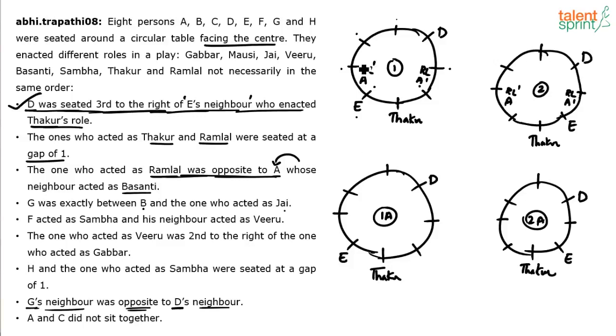Now we'll consider this. So in case number 1, let's take RL and A. So this is Ramlal and this is A. In case number 2, let's take RL dash and A dash. So this is Ramlal and here is A.